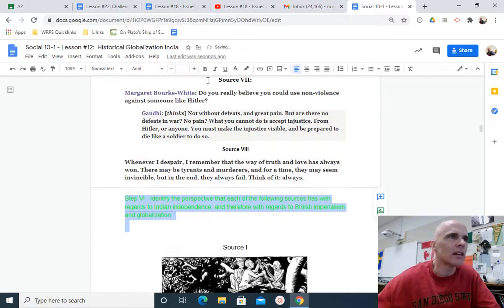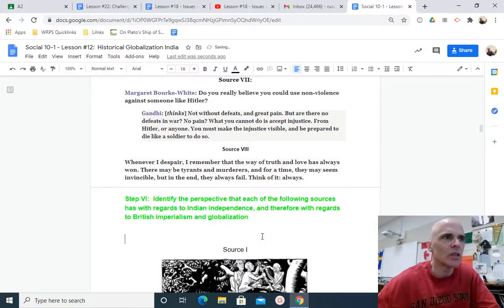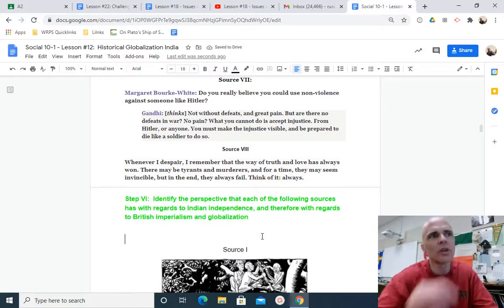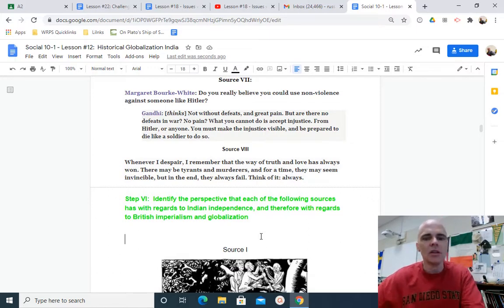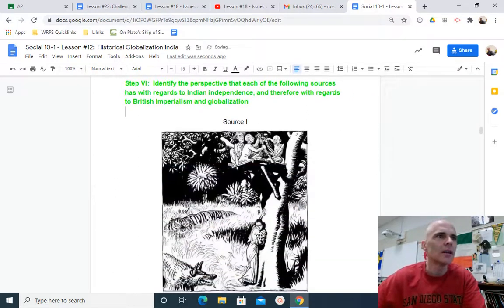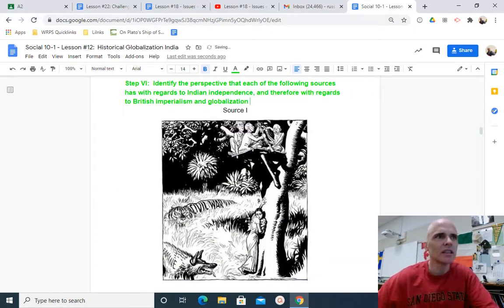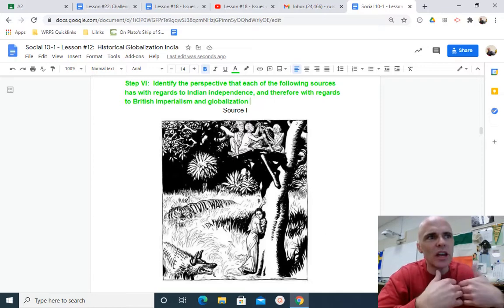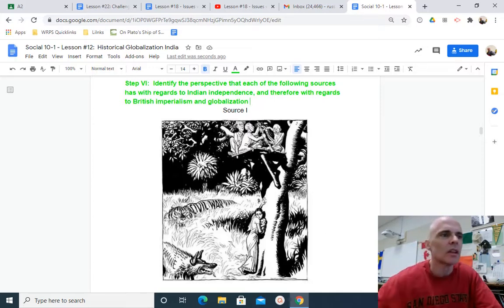Step 6. Moving on to step 6 here, we've got some more sources that we want you to identify the perspectives that each of the following sources have with regards to Indian independence. So, for example, this first source might be suggesting that the Indian people are not ready for independence. Explore how do we know that? What nuances within the source suggest that India is not ready for independence?